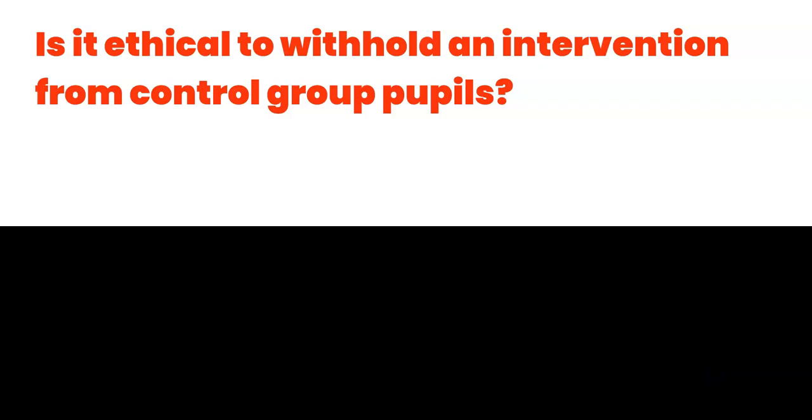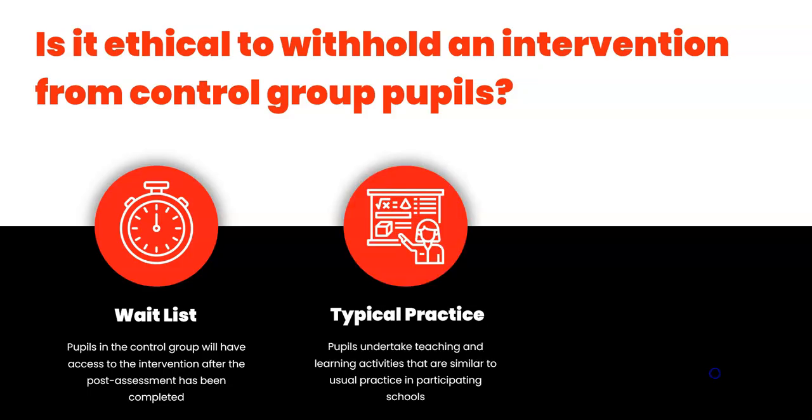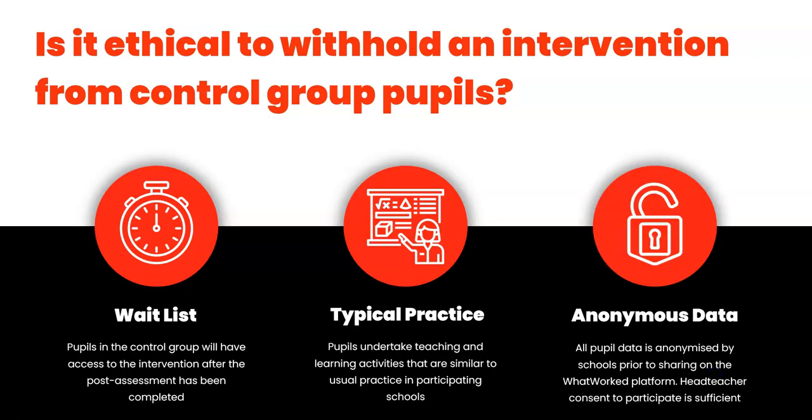One question we get asked is: is it ethical to withhold an intervention from control group students? The key thing with the micro trials is we are only running this over a short period of time. The control group have access to the intervention after the post-test has been completed and showed a positive impact. We're using typical practice that is often used in schools, and we collect no learner data on our platform. It's fully anonymized, so head teacher consent is sufficient to participate.